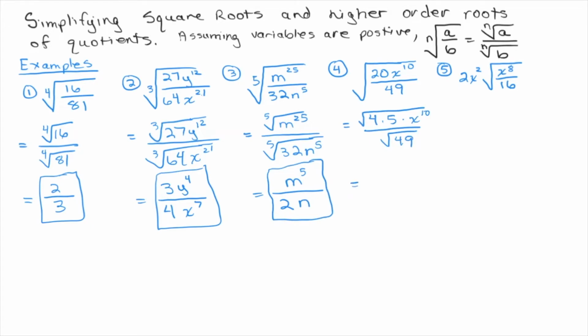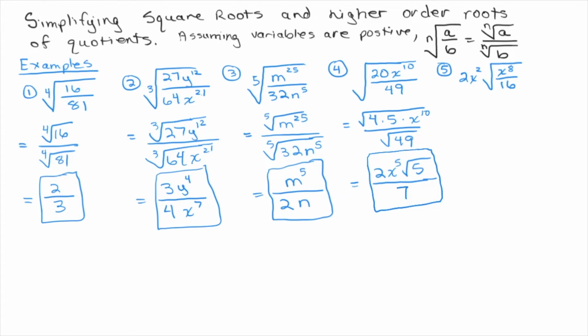So out of the numerator, the square root of 4 I could take out. That'll be a 2. And the square root of x to the 10th will be x to the 5th, because you divide 2 into 10. But I still have this 5 underneath the square root, so that's still there. And in the denominator, square root of 49 is 7. So that's as far as we can go with this one.